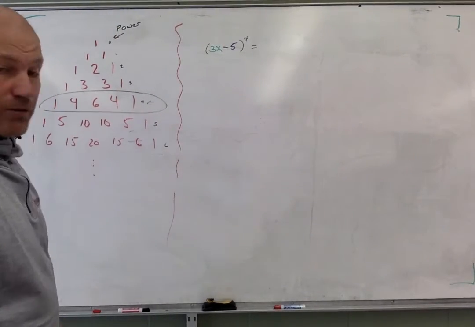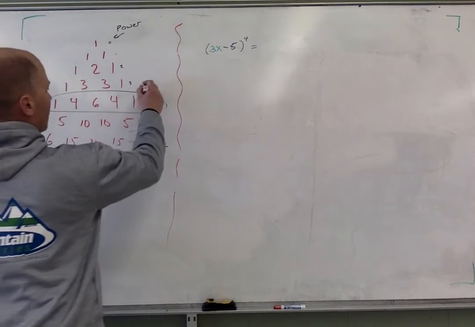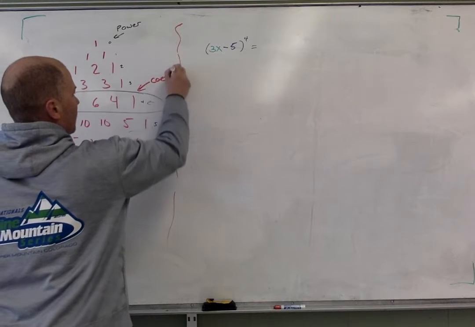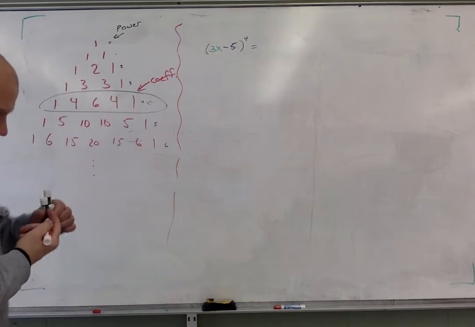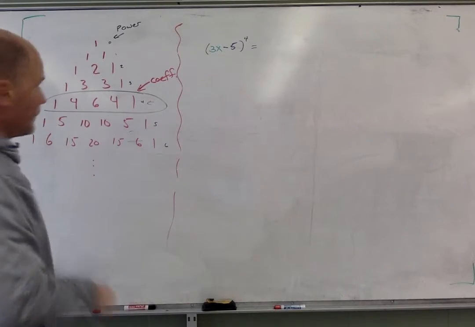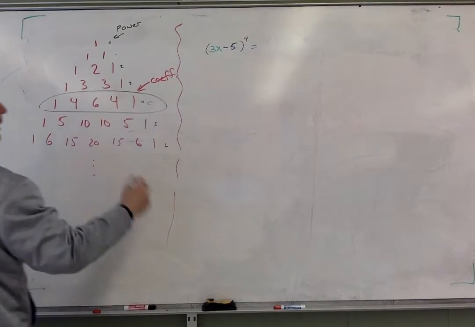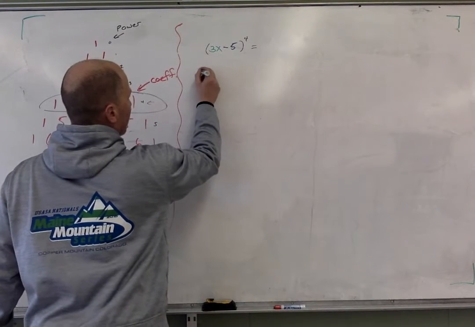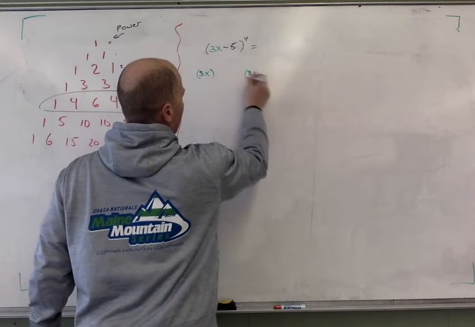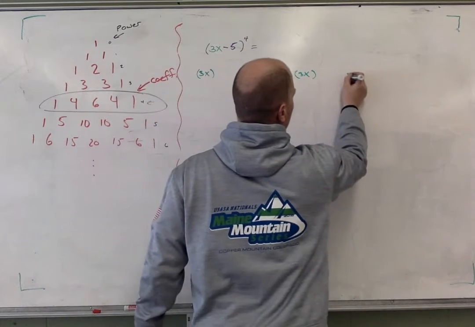These terms represent the coefficients. I will write that down. The numbers in the row are the coefficients that we're going to deal with. And so to do this, because this is to the 4th, and because there are 5 terms in it, I'm going to write the term 3x 5 times. And notice I'm putting it in parentheses.